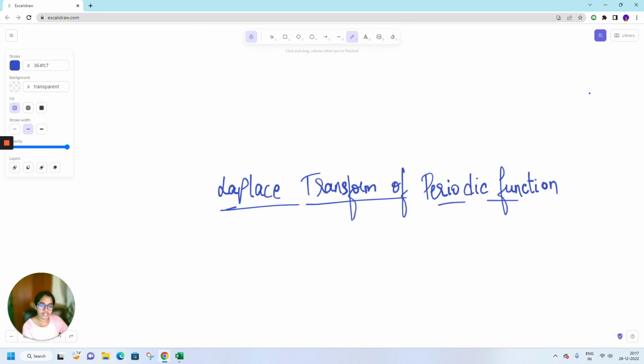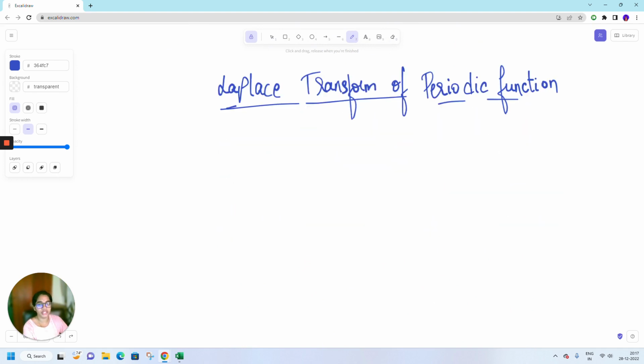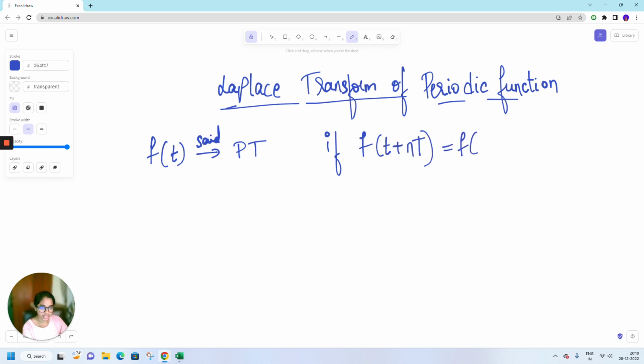So in this class, let us study something about Laplace transform of periodic function. What is Laplace transform of periodic function? Suppose I have a function f of t. This is said to be a periodic function if f of t plus nT is equal to f of t, for any t greater than 0.